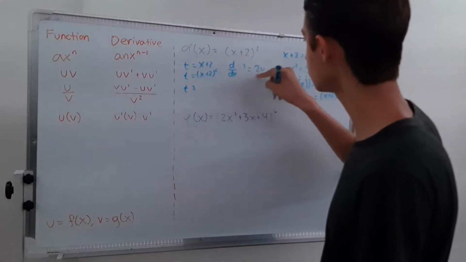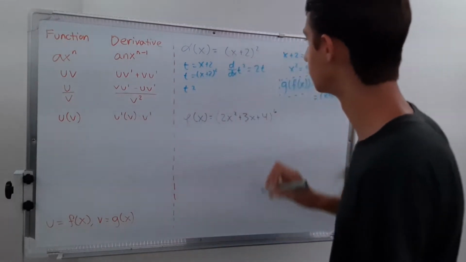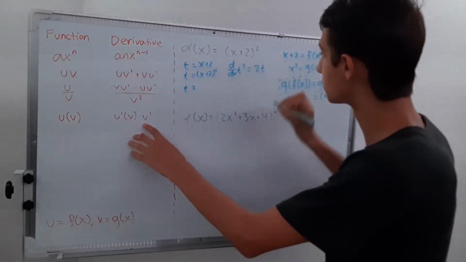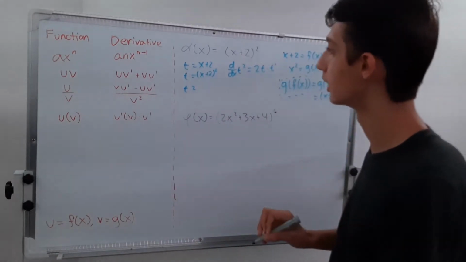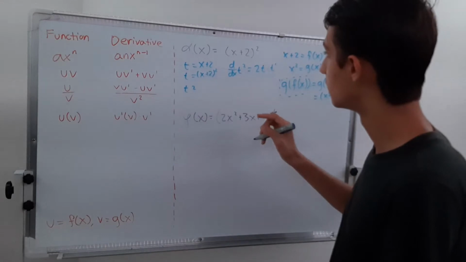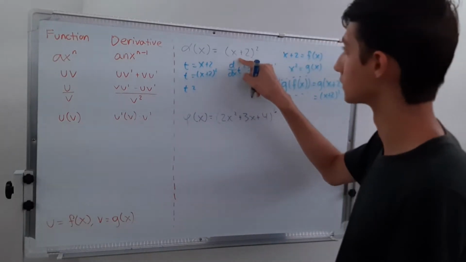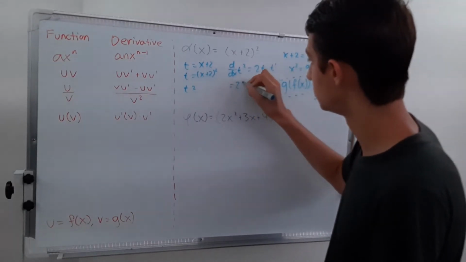So let me just do that so it's not confusing. 2t, okay? But now we need to take t prime. So 2t times t prime. Well, what is t prime? Well, all it is going to be the derivative of the inside function. So this is simply equal to 2t.